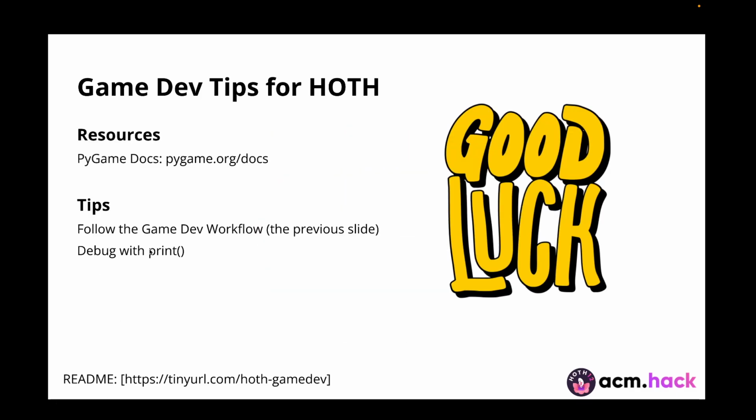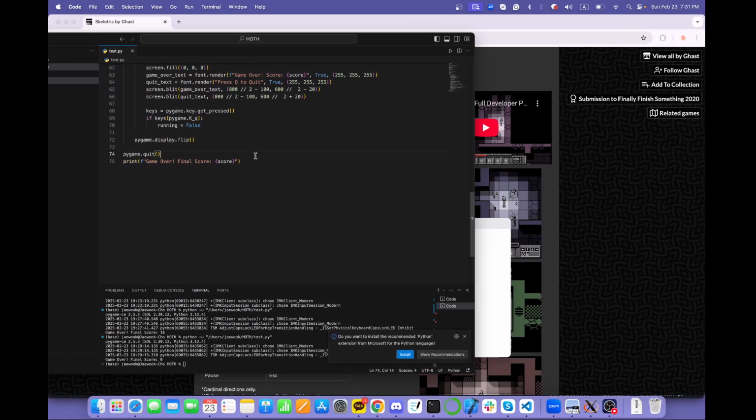And also, you can debug using print, which I use at the end of the game to keep track of whether the score variable contains the correct value at the end.